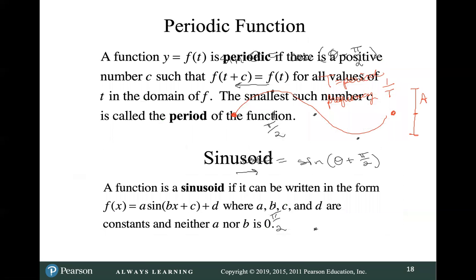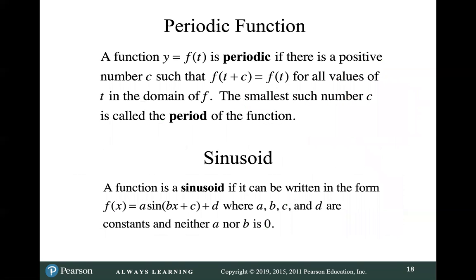Okay, so, here we go. The period of a function: if there's a positive number c such that f of t plus c equals f of t, notice this means that f of t is repeating every c units. The smallest such number c is called the period of the function. For sine and cosine, the period is 2 pi. And I have a summary slide at the end that will show the period of each of the functions. So for sine and cosine, the period is 2 pi.